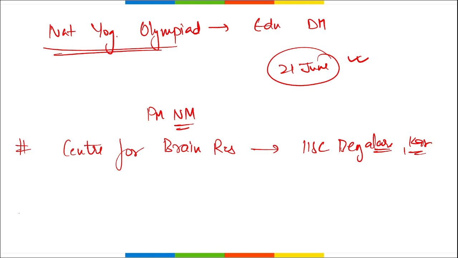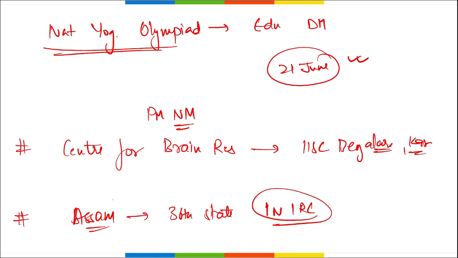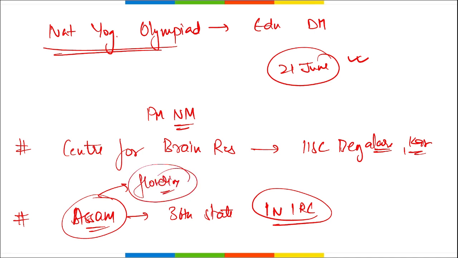Next, which is the 36th state to implement One Nation, One Ration Card? It is your Assam. Assam became the 36th state to implement One Nation, One Ration Card scheme. Also remember, there is heavy flooding going on in Assam right now. So let's pray for all the students and the people and their friends or families there that they are safe.